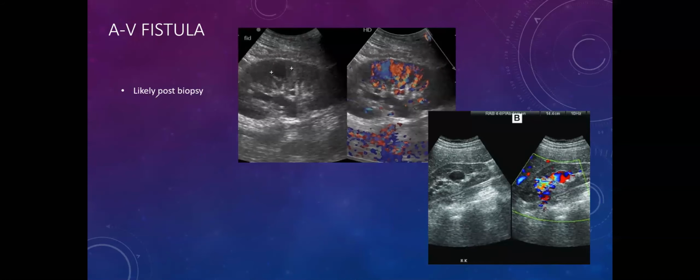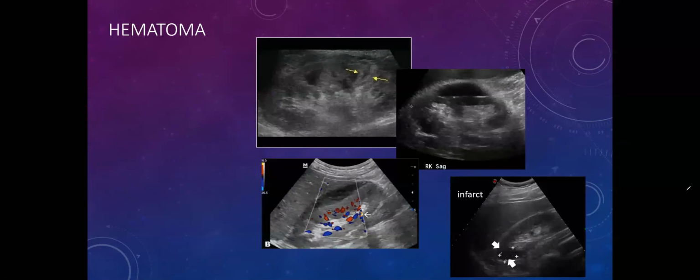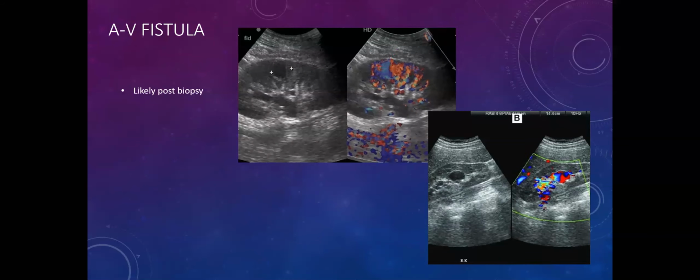AV fistulas are most likely caused post-biopsy. Remember, arteriovenous fistula. A doctor came in, stuck a needle in to do probably a biopsy on something, which is the most likely cause, and he went through an artery, through a vein. They're now communicating. And so we have this large cystic area, which actually fills with fluid, with blood. Supposedly they put a pulse wave on this and they found pulsatile venous flow inside of this. Same thing down in the other one. Where's the pseudoaneurysm? It must be after this.